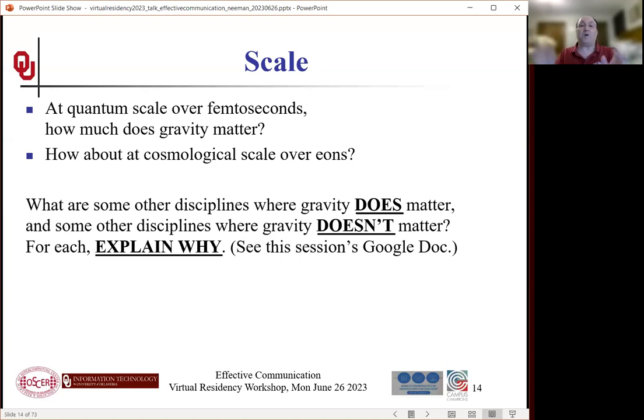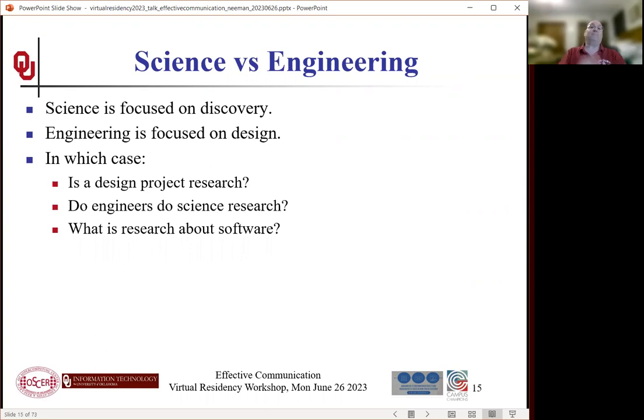So as I'm going through this talk, I want you to go to this session's Google Doc, and there's already started from last year a bunch of disciplines where gravity does matter and a bunch of disciplines where gravity doesn't matter. I want you to add to that list and explain as you go. Why does gravity matter in that discipline, or why doesn't it? And if you find a discipline where it's listed, but there's not an explanation for why, and you know the explanation, go ahead and add it in. Okay. Science versus engineering. What does science focus on?